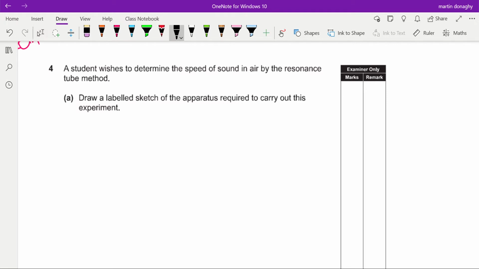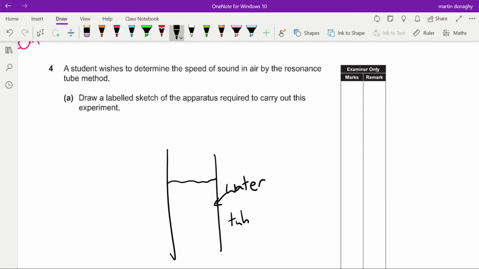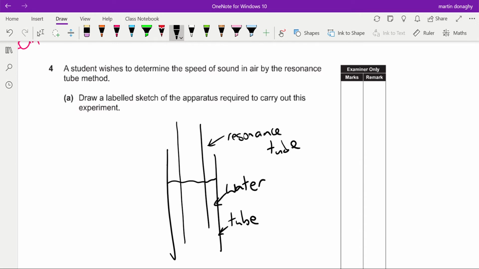Now, what we need is a cylinder that's filled with water. Draw this a bit lower so I have space to put stuff above it. This is water, and this is the cylinder or tube, and then in that we have what's called a resonance tube, and then we need a tuning fork, or you could have a signal generator and a speaker there.